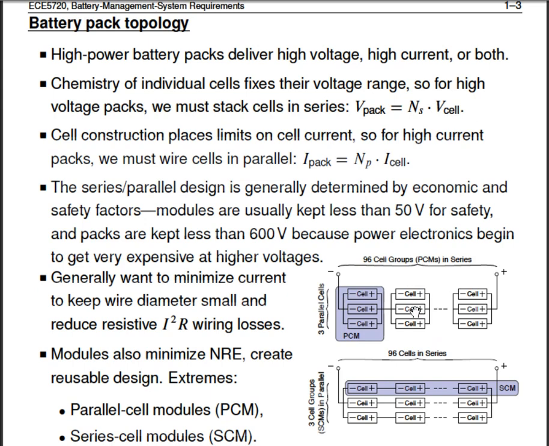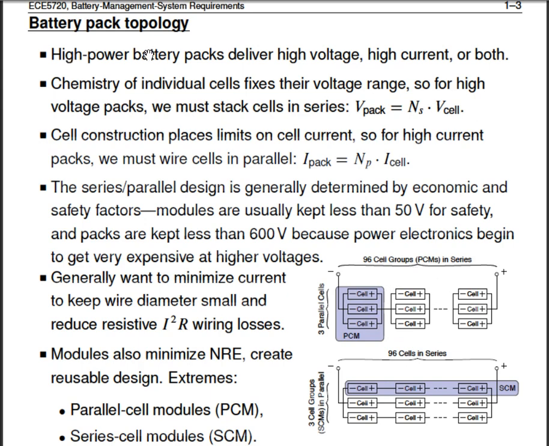And how much will be the current? In that case, we have to add the current of these three and add the current of those three. Whichever addition is more will be the net current of these two series-parallel combinations. In this case they are saying 96 such cell groups, PCMs, are connected in series.